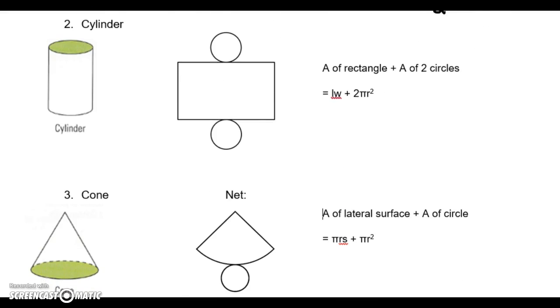The next shape that we're talking about is a cylinder. With the cylinder, if we were to look at the net, we have 1 rectangle and 2 circles. So you have to find the area of each and add them up. The area of your rectangle is your length times your width, and the area of 2 of your circles is pi r squared for 1 circle, multiplied by 2 to get 2 circles.